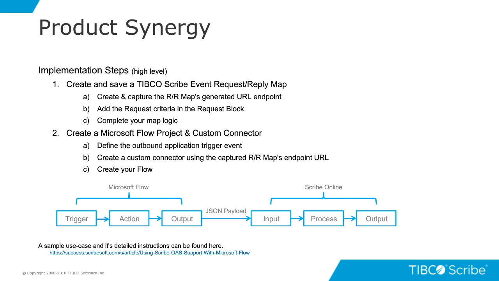When you're implementing the scenario we're talking about here, where I want to take advantage of TIBCO Scribe's event-based integration maps, the first thing I need to do is create an event map. I'll walk you through that shortly, but it's basically the process of dragging and dropping and building that integration map. In an event-based solution, Scribe will automatically generate that endpoint URL.